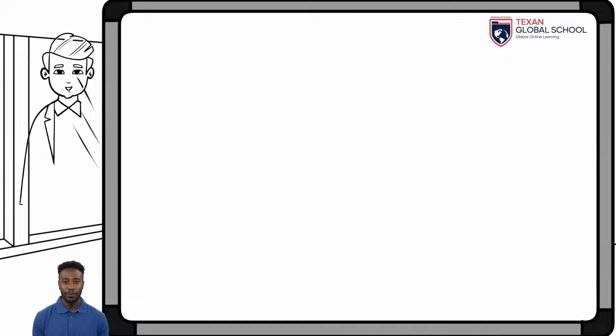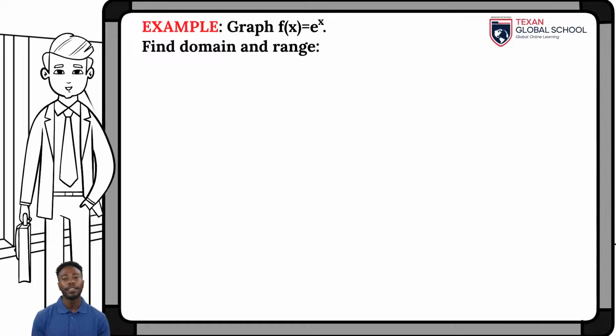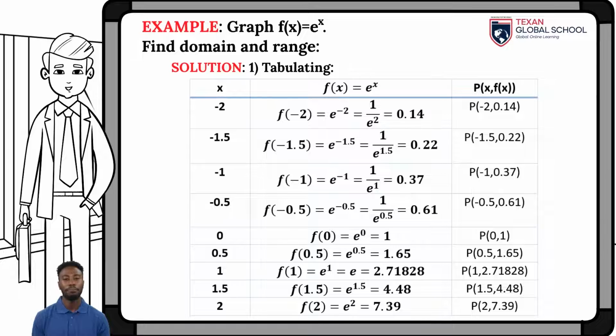In this next example, we will graph f of x equal to e raised to the power of x and find domain and range. First, tabulate by proposing values of x from -2 to 2. You can extend the domain as you like. Then, substitute in the function to obtain the values of the ordinate and thus the coordinates x, f of x. Once again, using a scientific calculator or some other tool is suggested to obtain the values.